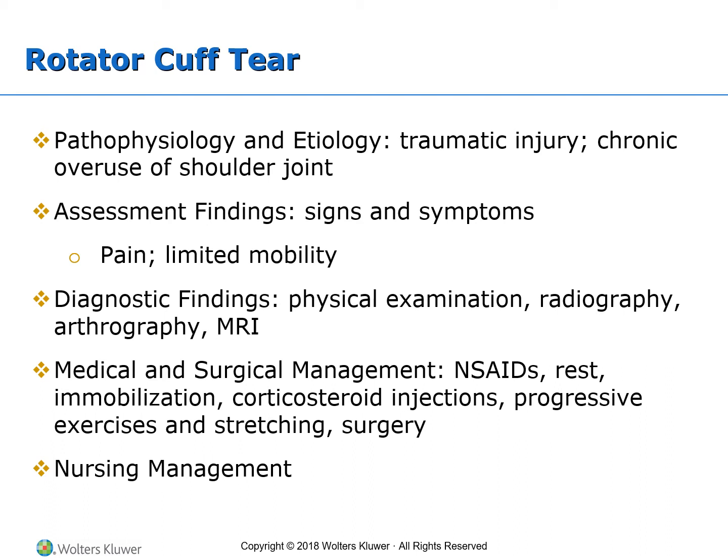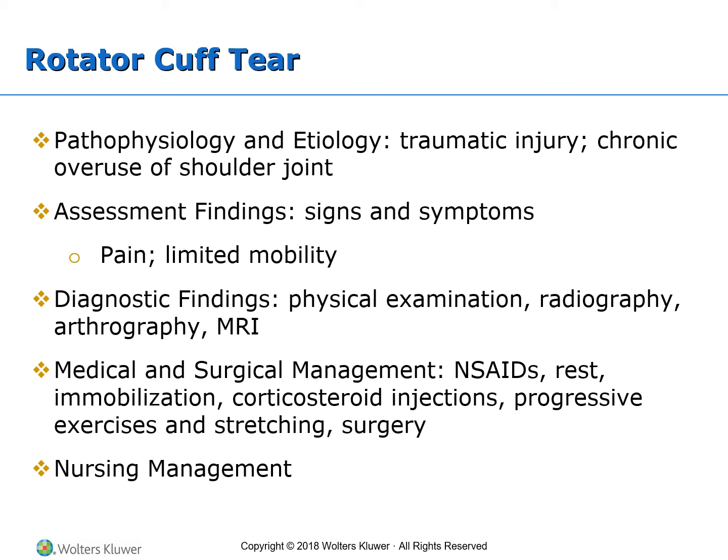A tear occurs in a tendon connecting the rotator cuff to the head of the humerus. Tears are differentiated as partial or full thickness. Clients experience pain with movement or limited mobility of the shoulder and arm. They especially have difficulty with activities that involve stretching their arms above their heads.